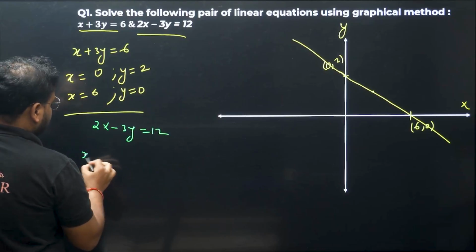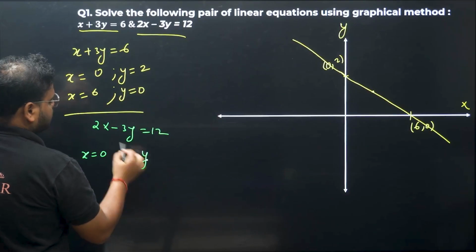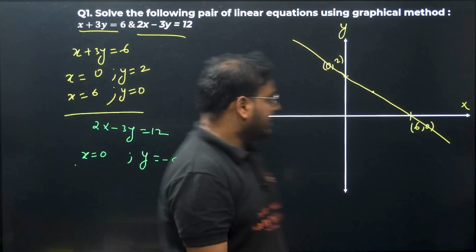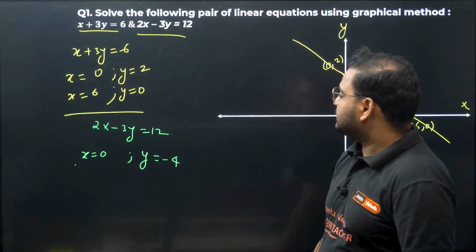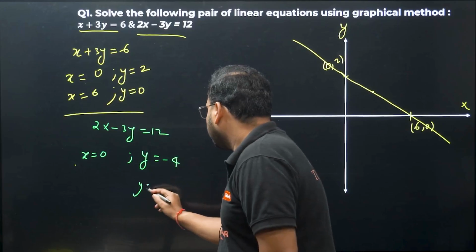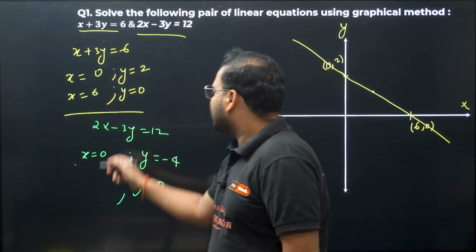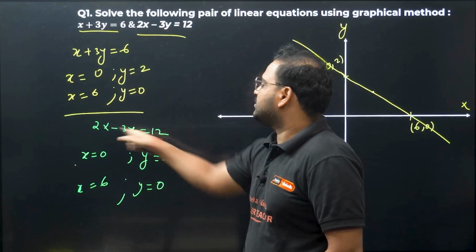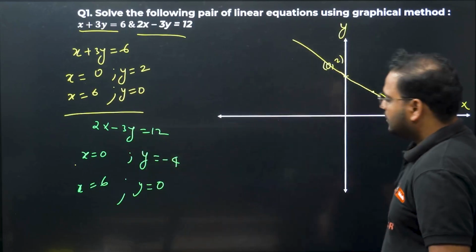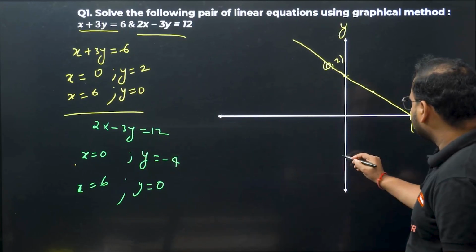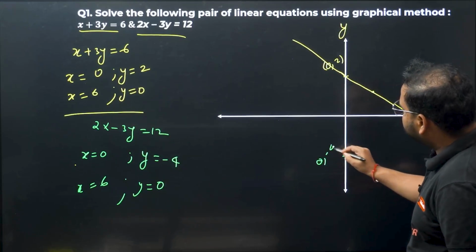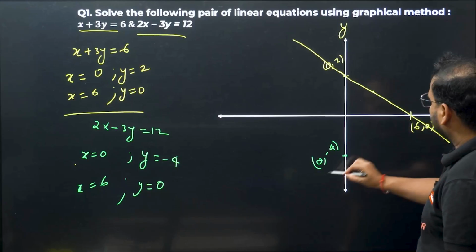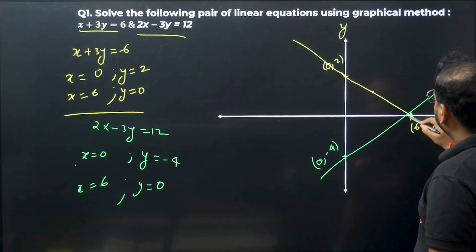Same thing, put x as 0, you get y value as minus 4. When x is 0, y is coming as minus 4. When y is 0, x is 6, right? y 0 means 2x equals 12, so x is 6. So I have 0 and minus 4 over here somewhere. 0 comma minus 4, correct? And this is the same point, right? That's my point.